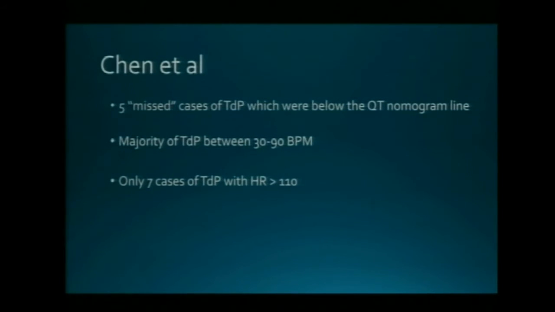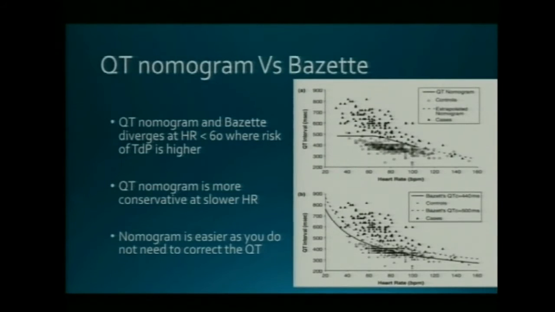So if you have the same degree of QT prolongation, if you're bradycardic, you're at more risk of developing Torsades than if you're tachycardic. And why is this important? Because if you look at the picture again, you can see that the QT nomogram and Torsades have almost the same shape. They only differ and diverge when the heart rate is less than 60. The QT nomogram becomes more conservative. It has a straight line, so it picks up more cases, whereas the Bazett continues upsloping. So this is why it's important to know that the QT nomogram is much more sensitive than the Bazett.